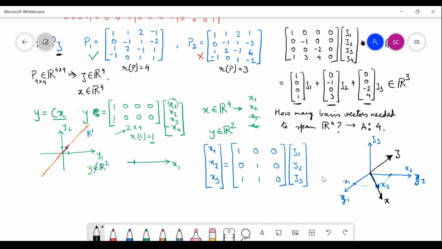With this I will end this lecture, and we will take up the state dynamics, the role of the A matrix. What does it mean? That we will take up in the next lecture.